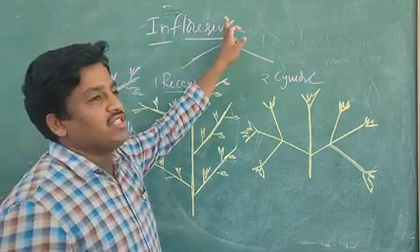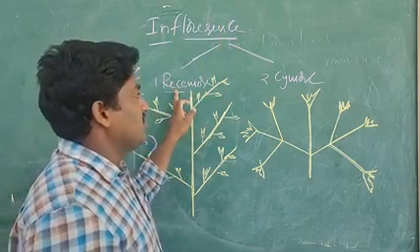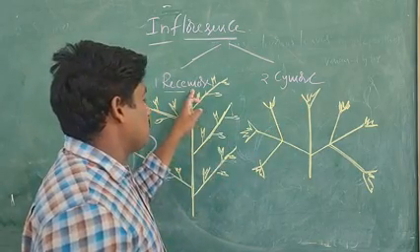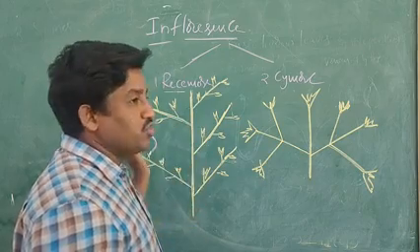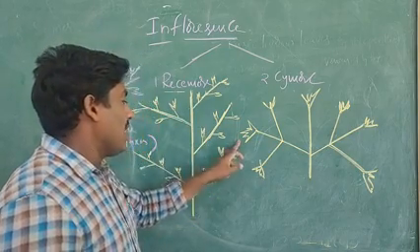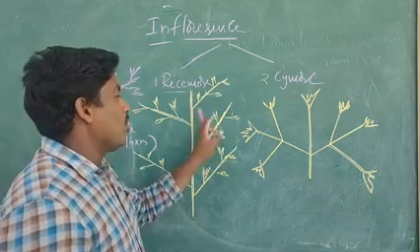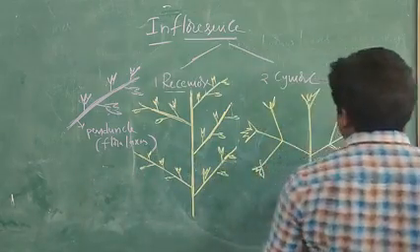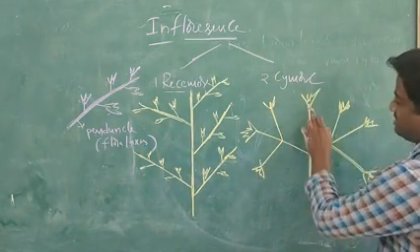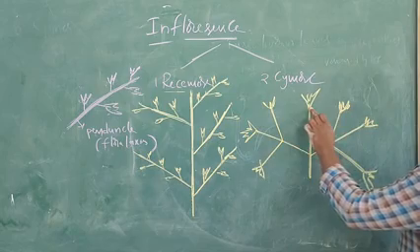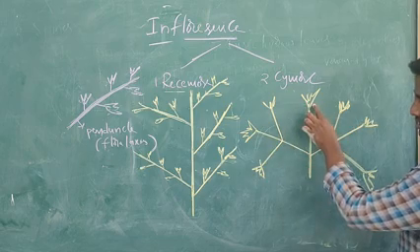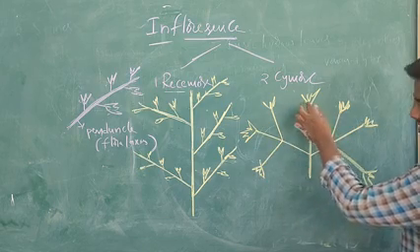Inflorescence is of two types: racemose inflorescence and cymose inflorescence. Here in racemose, the main axis continues to grow and the flowers are produced laterally. In which manner? Acropetal manner. Okay, next, cymose inflorescence. Here the main axis, the floral axis, at the terminal, the flower is produced at the terminal region. Terminal means end.